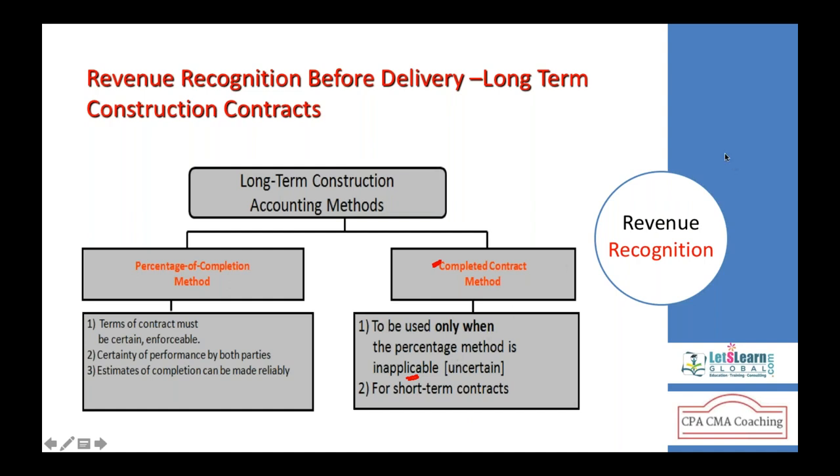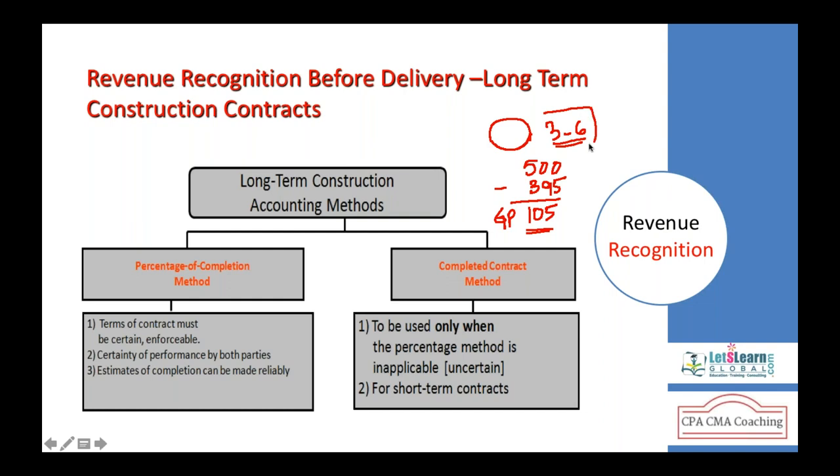Okay, so this method is suitable only for short-term contracts where a contract can be completed in less than a year, like construction of a helipad. It may take say 3 to 6 months. Within that period, whatever the total contract price, say $500,000, and whatever the cost incurred so far, say $395,000, we can recognize the revenue of a gross profit of 105,000.